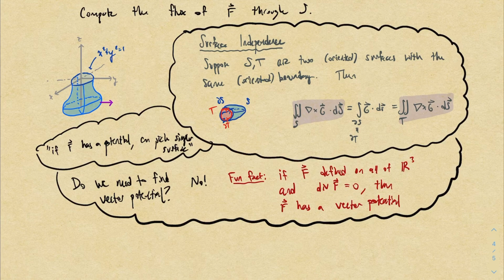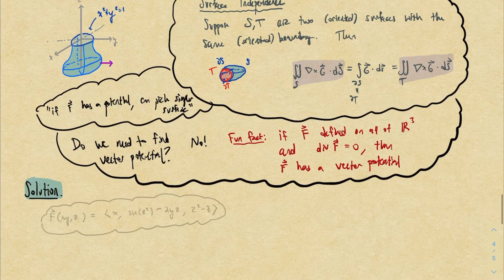In other words, if the divergence is 0, and the vector field's defined everywhere, then there is some vector field G such that the curl of G is F. Don't know what it is, don't care in this case, we just know that it exists. Okay, so let's kick this into action.